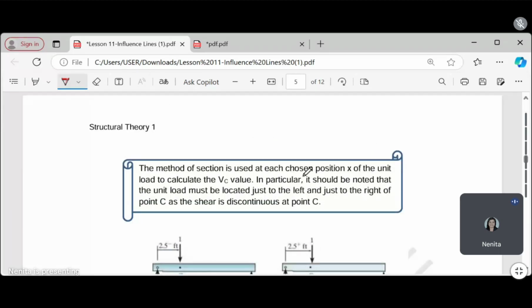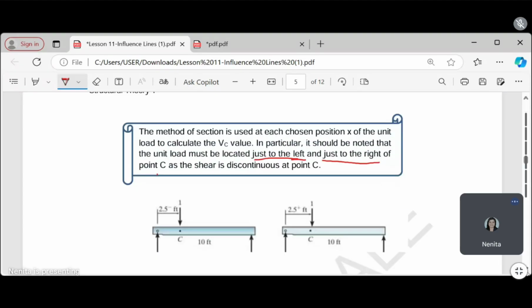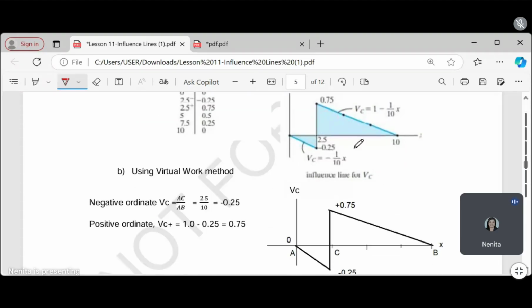This method of sections is used at a chosen position x of the unit load to calculate the value of V sub C. In particular, it should be noted that the unit load must be located just to the left and just to the right of point C, as the shear is discontinuous at point C. Okay, class. So now our shear influence line diagram: we should indicate influence line diagram for shear. We put the equation we used here. That is the right side and this is the left side. Did you get it, class?